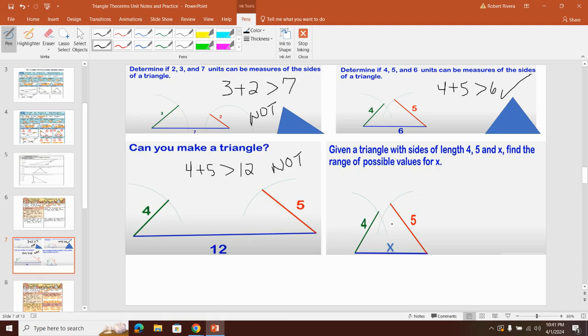And the last one, they're trying to figure out, okay, what's possible. This is an algebra one. Well, I know that 4 plus 5 better be greater than x. Well, 4 plus 5 is 9. So that means that 9 has to be greater than x. So one possibility that x can be is 8.